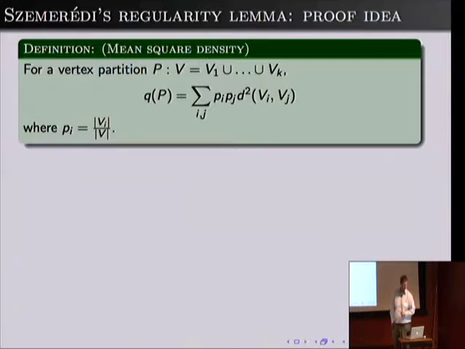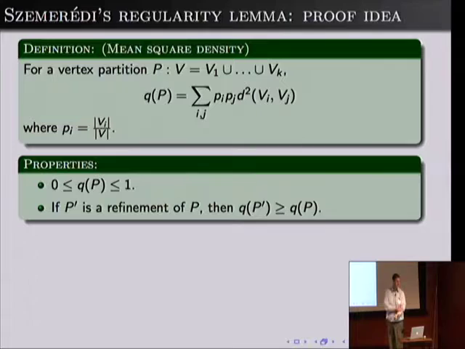So I want to first give you the idea of the proof of Szemerédi's regularity lemma. If you're given a partition P of the vertex set of a graph, you define the mean squared density. It's an average of the density squared between the pairs of parts. Because the density is between 0 and 1, and the square is between 0 and 1, an average of them is also between 0 and 1. And it also has another nice property, that if you have a refinement of a partition, then the mean squared density can only go up. And this just follows from the Cauchy-Schwarz inequality. So these are two basic properties that the mean squared density has.